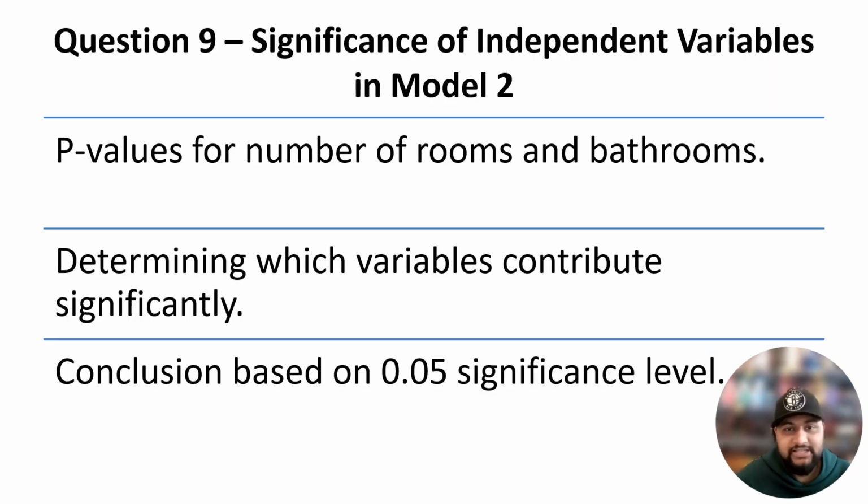Then we have again the significance of independent variables in model two. In model two, we tested the significance of both independent variables, the number of rooms and the number of bathrooms. While the number of rooms remains a significant predictor with a p-value below 0.05, the number of bathrooms does not show significance, and its p-value exceeded 0.05. This means that within the data set, the number of rooms plays a far more crucial role in determining house prices than the number of bathrooms. We rejected the null hypothesis for the number of rooms, but failed to reject it for the number of bathrooms.